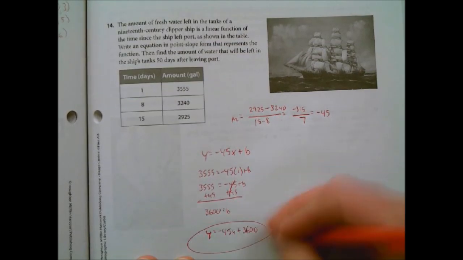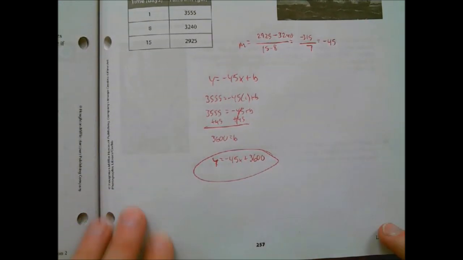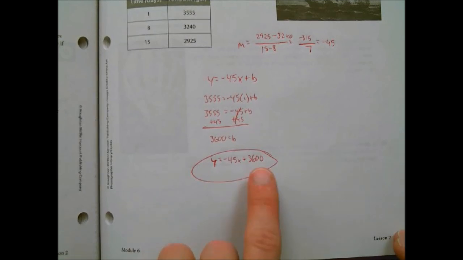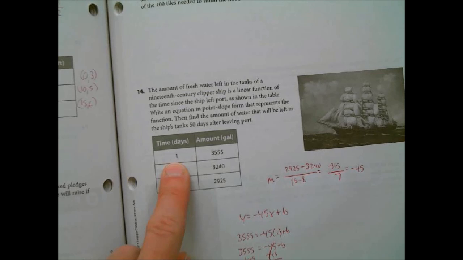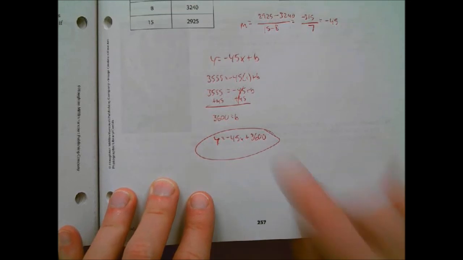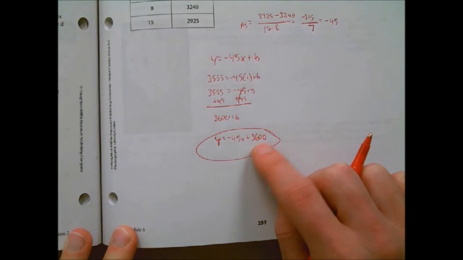Okay? So in other words here, how much water did the ship start with? 3,000? No, careful. That was after 1 day. After 1 day it had that much left. How much did it start with? Look at your equation. 3,600. Don't you want to add the 45 back because they took 45 away? So the initial amount is right here. It's the y-intercept. 3,600, day 0, right?